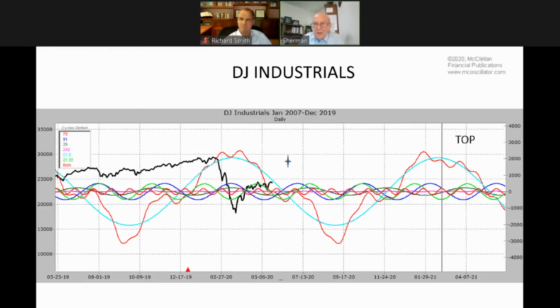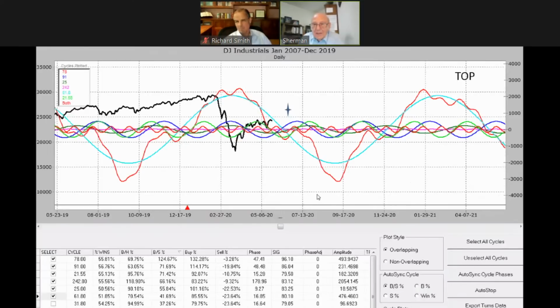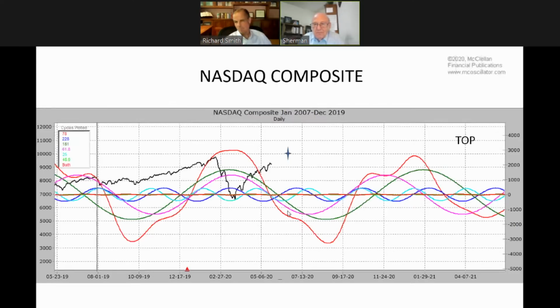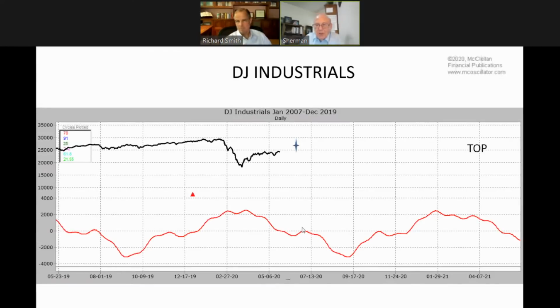Here's the top in the Dow Industrials. This shows a low around September. That's not too unusual. And here's where we are. We're not at the highs. And we're picking up this little top here, and then we're going to have some issues. More consolidation time, looks like.